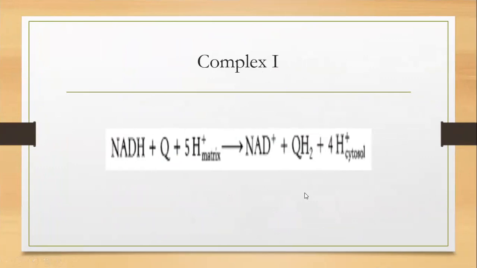So ito yung general reaction sa complex number 1. You have 1 mole of NADH, tapos 1 mole of ubiquinone. Aside from facilitating the transfer of electron, yung isa pang ginagawa ng complex number 1, it pumps H+ from the matrix papunta dun sa intermembrane space, cytosol, ano? Cytosol yung other term dun sa intermembrane space. Remember that that's the space between the outer membrane of the mitochondria and the inner membrane of the mitochondria.